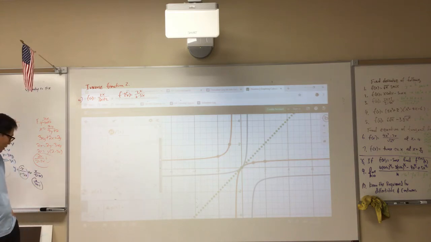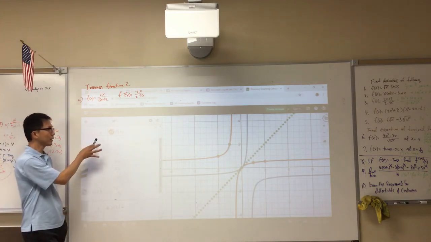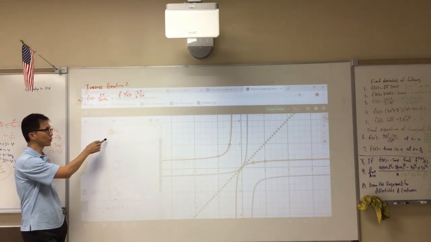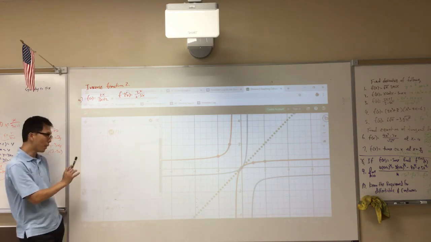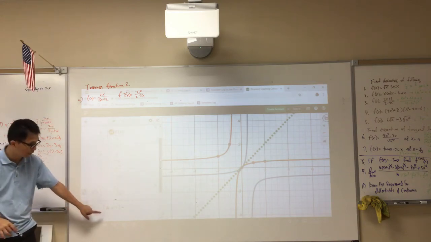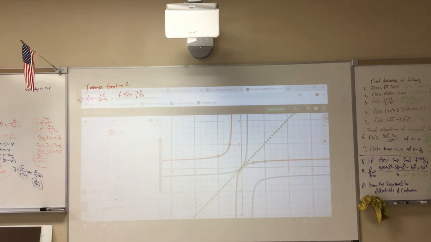Okay, so if you look at here, that is the original function, and this is the table for the original function. But let's look at the table for the inverse function. What do they have in common? Hold on. Okay, go ahead.